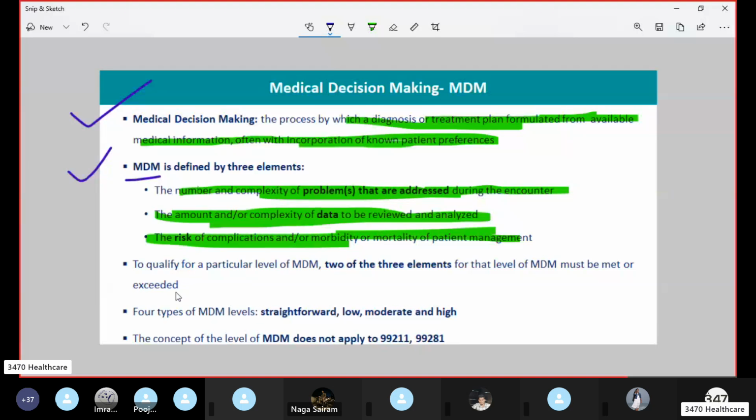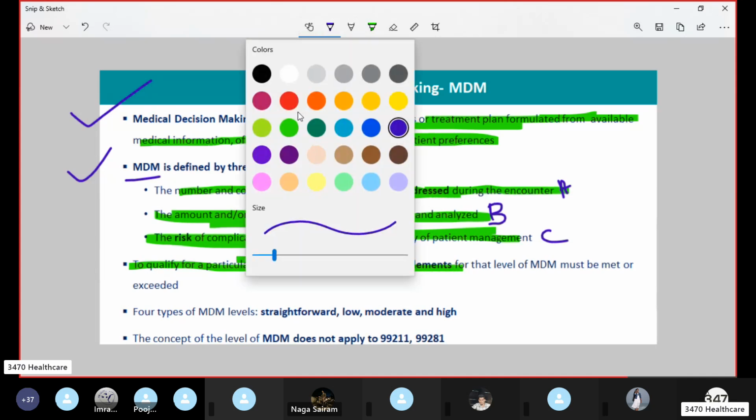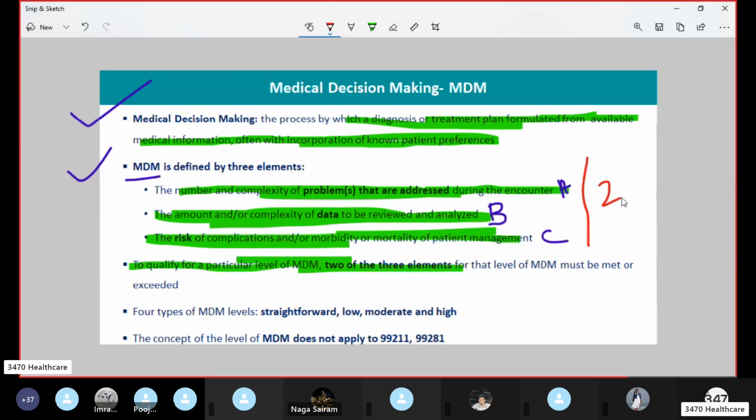So MDM has three tables. This is the A table, number of problems to be addressed. Then complexity of data is the B table, and risk is the C table. Any two of these three tables should be satisfied. It is clearly mentioned that you qualify for a particular level of MDM with two of the three elements. So any two of A, B, C, that means 2 by 3. If any two tables are met, you can go for the MDM selection.